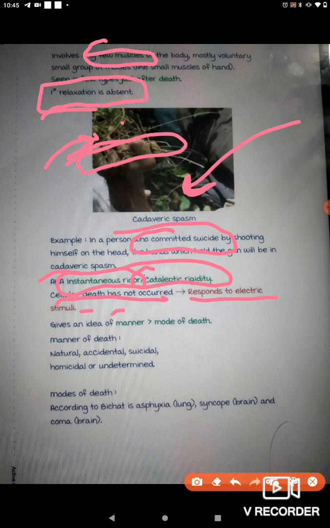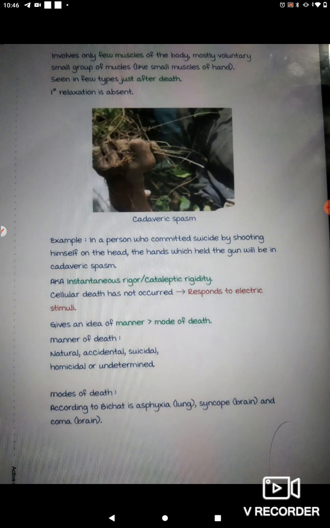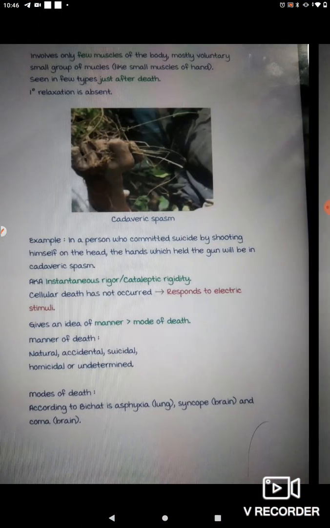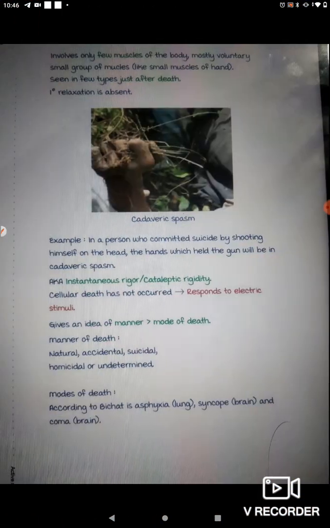It also gives the idea of the manner of the death and the mode of the death. So it gives more idea about the manner of the death. Manner of death is natural, accidental, suicidal, homicidal, or undetermined. Mode is by Picard's criteria: asphyxia, syncope, and coma. So this was all about this chapter.